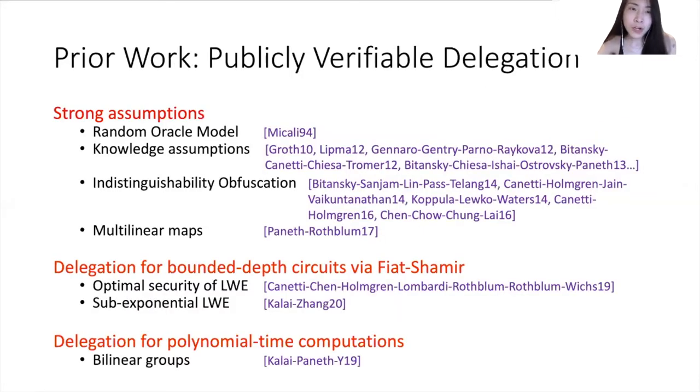And there's been a lot of prior work on publicly verifiable delegation. First, we had many constructions, but they were all based on pretty strong cryptographic assumptions. More recently, we have constructions of publicly verifiable delegation schemes based on weaker cryptographic assumptions. So last year, we had a delegation for bounded depth circuits based on what was called the optimal security of LWE. And this assumption was reduced to sub-exponential LWE in the recent work.